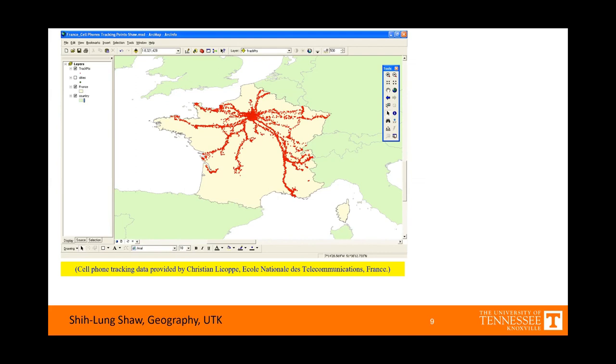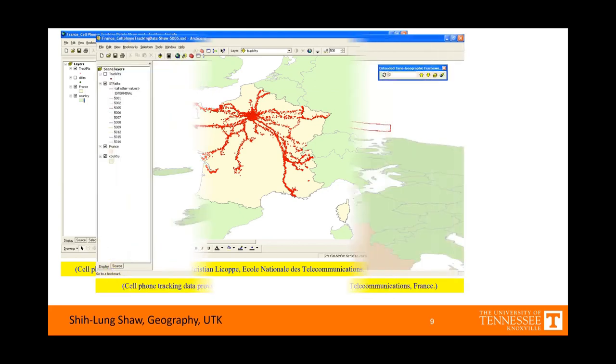If we use maps to map it out, that's what we get. Can you all guess which country this is? French. France, yeah. And which city is that big dark city? Paris. Okay. And the people travel around.